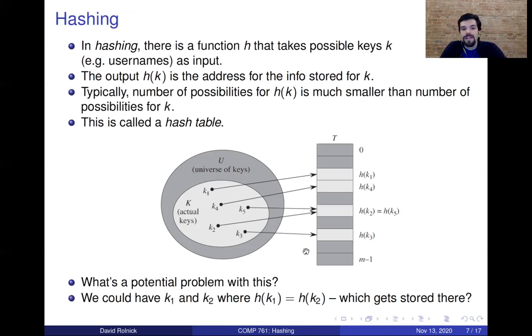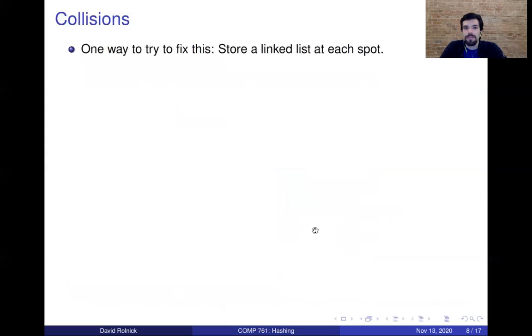There could be two different keys which give the same hash function value. You could have the hash function cause them to collide. And since there are more keys than values of the hash function, this really could happen. So what gets stored there? This is called a collision. Okay, so how can we deal with collisions?